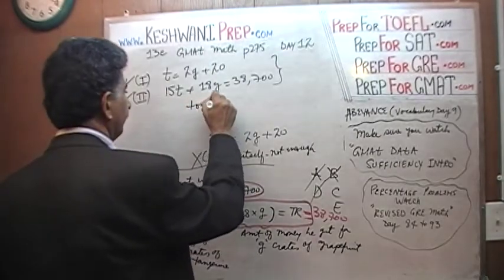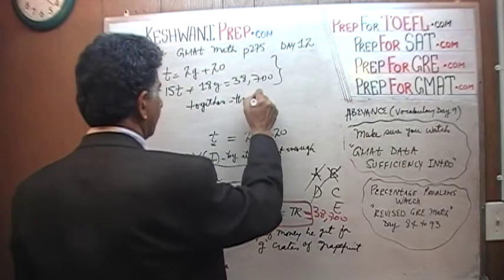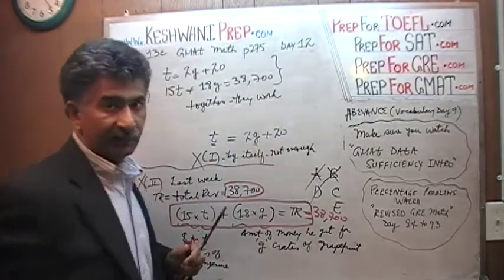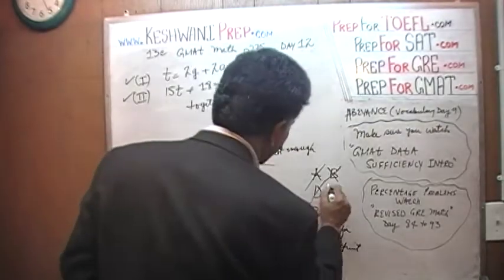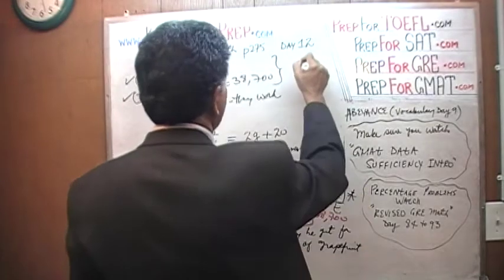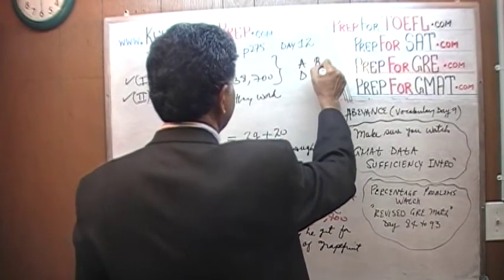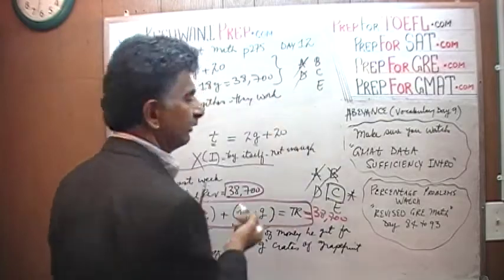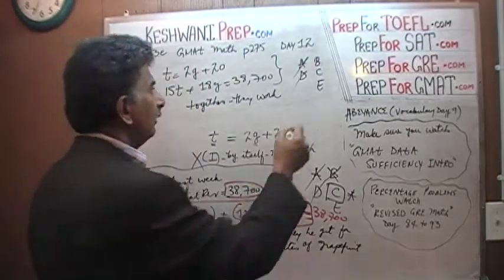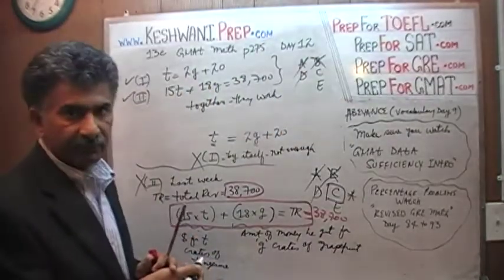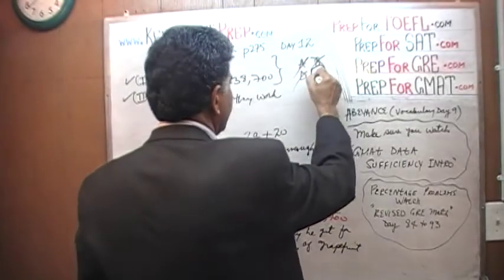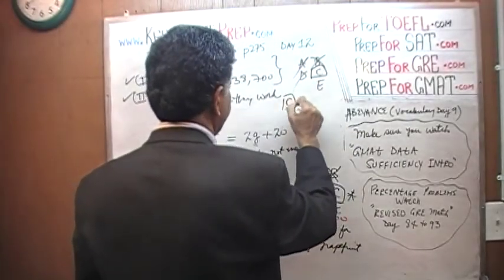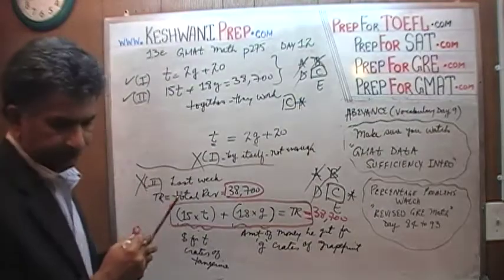Together they work, in the sense that we can answer the question, and therefore the answer is C. Again, A, D, B, C, E. We crossed out A and D because the first statement by itself did not work. We cross out B because the second statement by itself did not work. When we put them together, it does work. Voila. The answer is C. We're done with this problem.